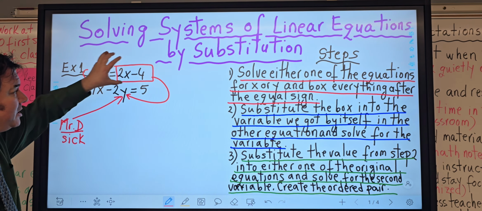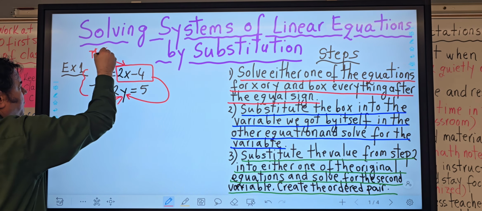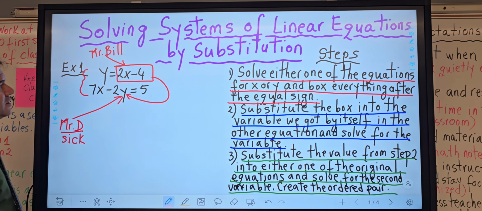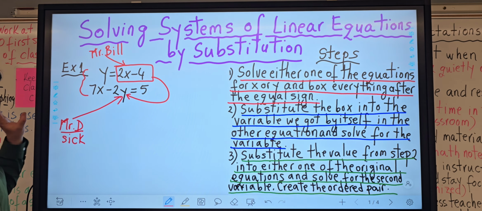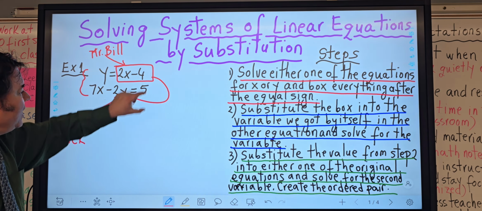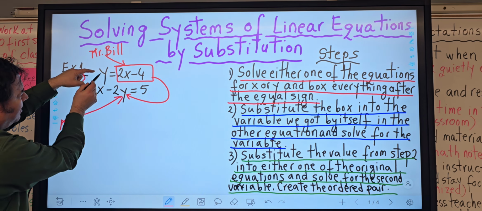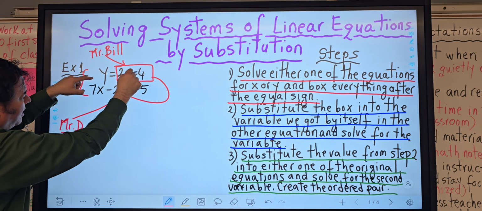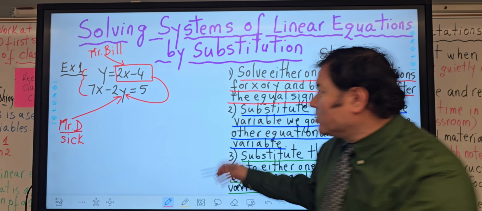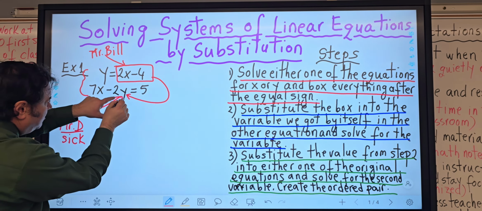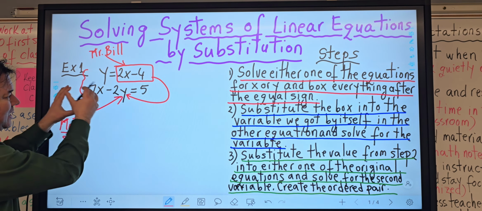So because Mr. D is sick today, another teacher, the substitute teacher, let's call him Mr. Bill, is going to replace Mr. Dobrescu because Mr. Dobrescu still is sick today. So Mr. Bill is this box. See the y, we box everything after the y, and this box is going to replace Mr. Dobrescu. Now if we replace this y with the box, then we will be able to solve for the x. Let's see what's happening.